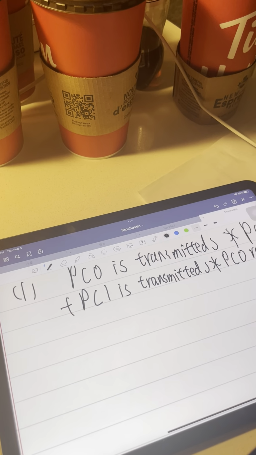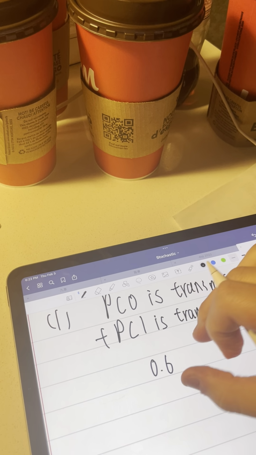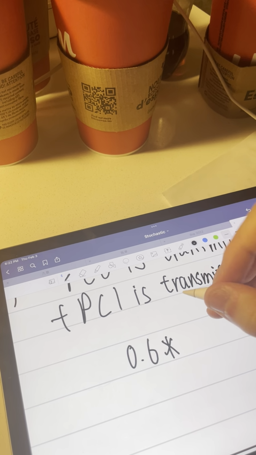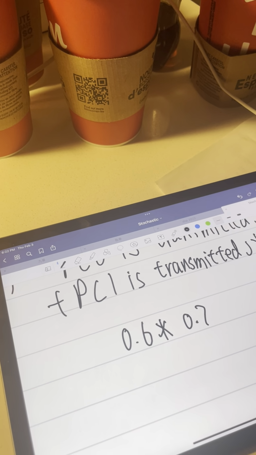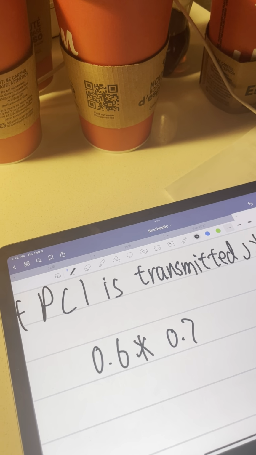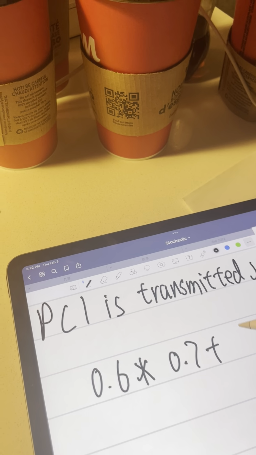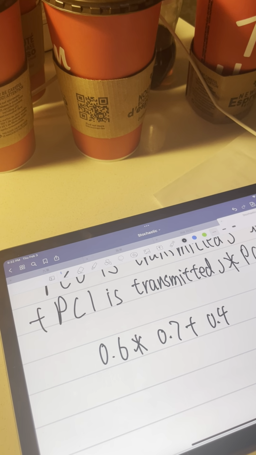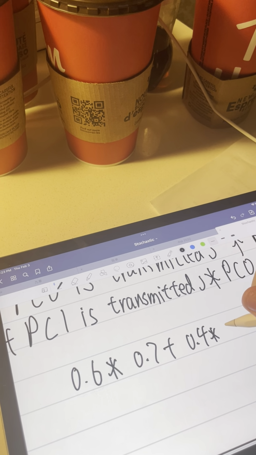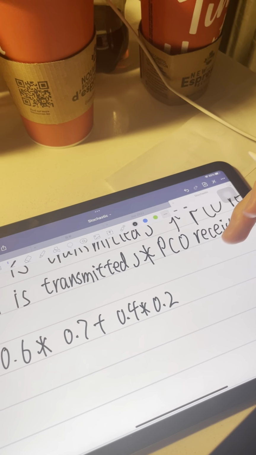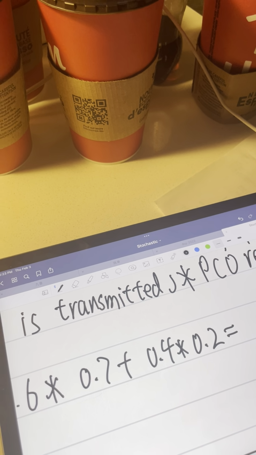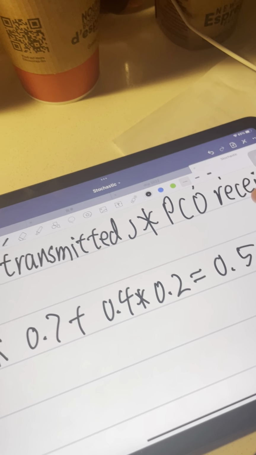So for the result, we know 0.6 probability that 0 is transmitted times 0.7, the probability that when 0 is transmitted, 0 is actually received, plus 0.4 probability that 1 is transmitted times 0.2 probability that 0 is received when 1 is transmitted. So the total result, as we can see here, is 0.5.